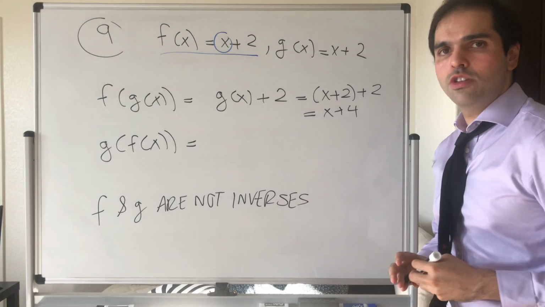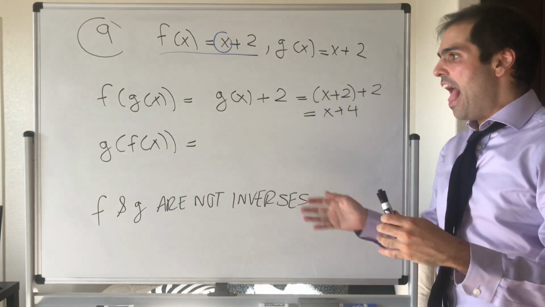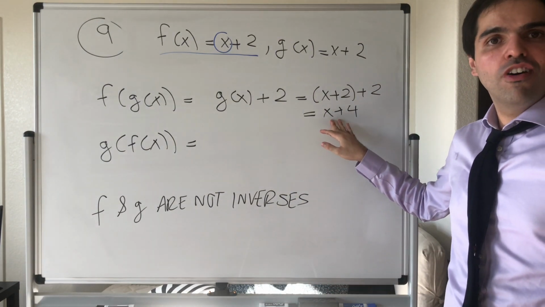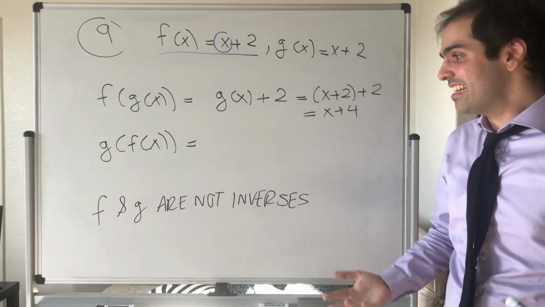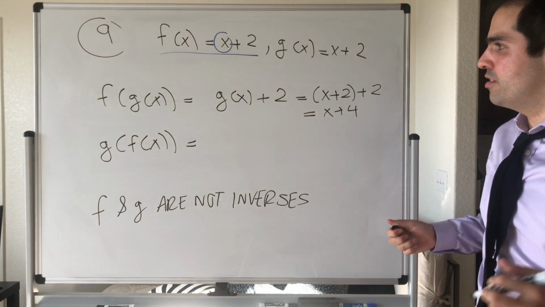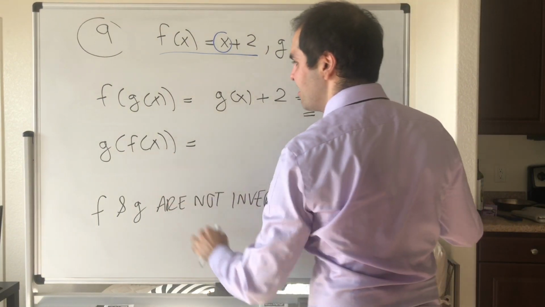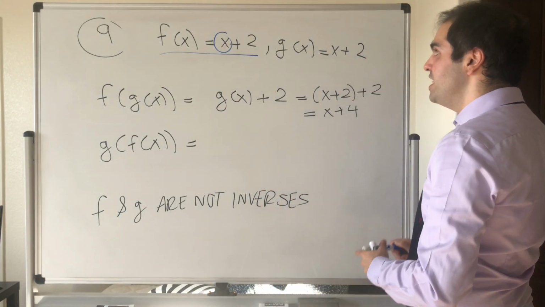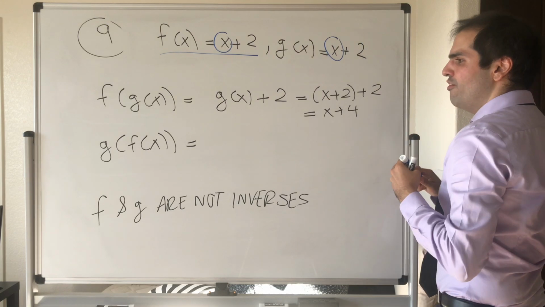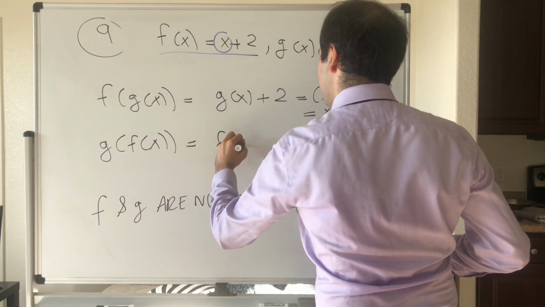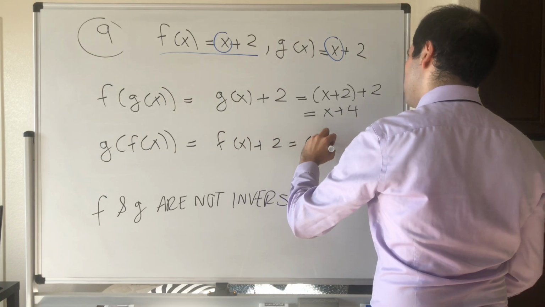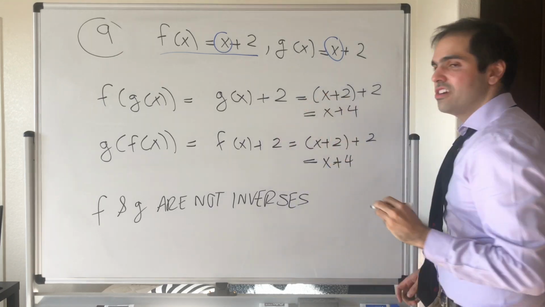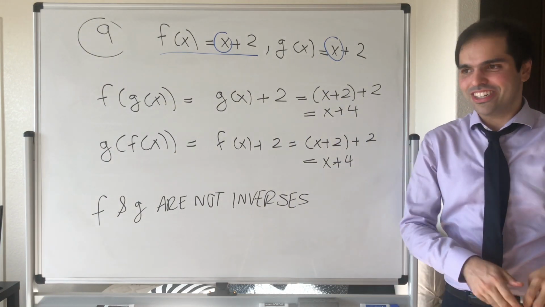Because inverses would mean f of g of x is x and g of f of x equals x. Since we already found that f of g of x is not x, we can already say they're not inverses. But for the sake of completeness, let's calculate g of f of x. It just means use the definition of g, but replace x with f of x. So this becomes f of x plus 2, which is x plus 2 plus 2, and that's x plus 4. They're not inverses. All right, next question.